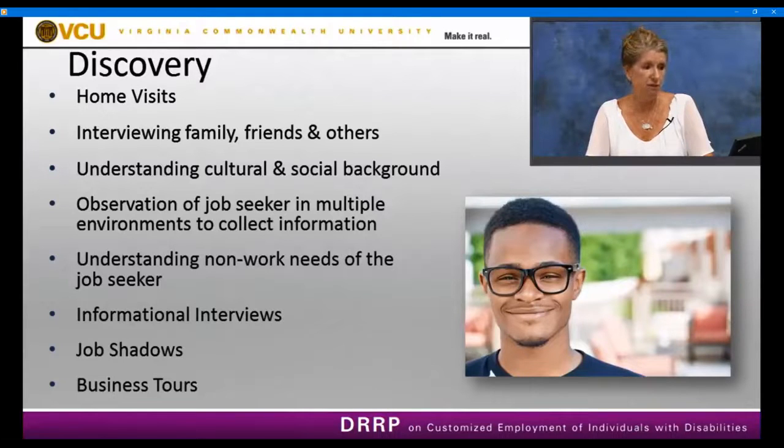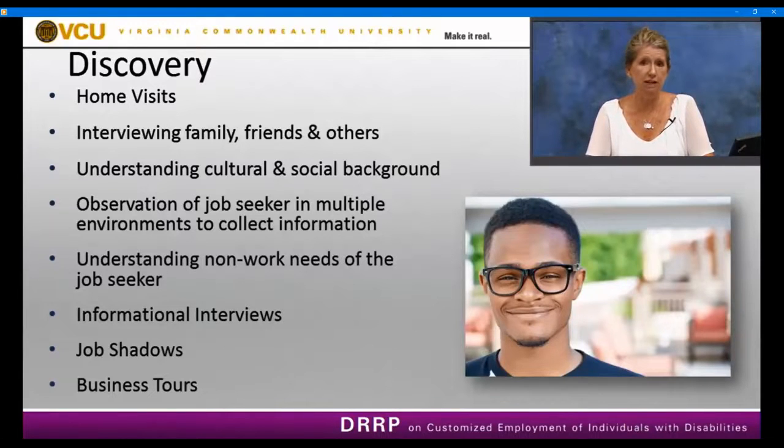We use what's called discovery, and that is looking at the job seeker through personalized approaches in environments that are comfortable to that job seeker so that we can identify their skills, interests, and abilities, as well as their employment conditions that they need for a job. One of the ways we do this is through home visits. In these home visits, we actually go out to their home, have conversations with the job seeker, with their family, anybody that is in the home regularly with that job seeker.